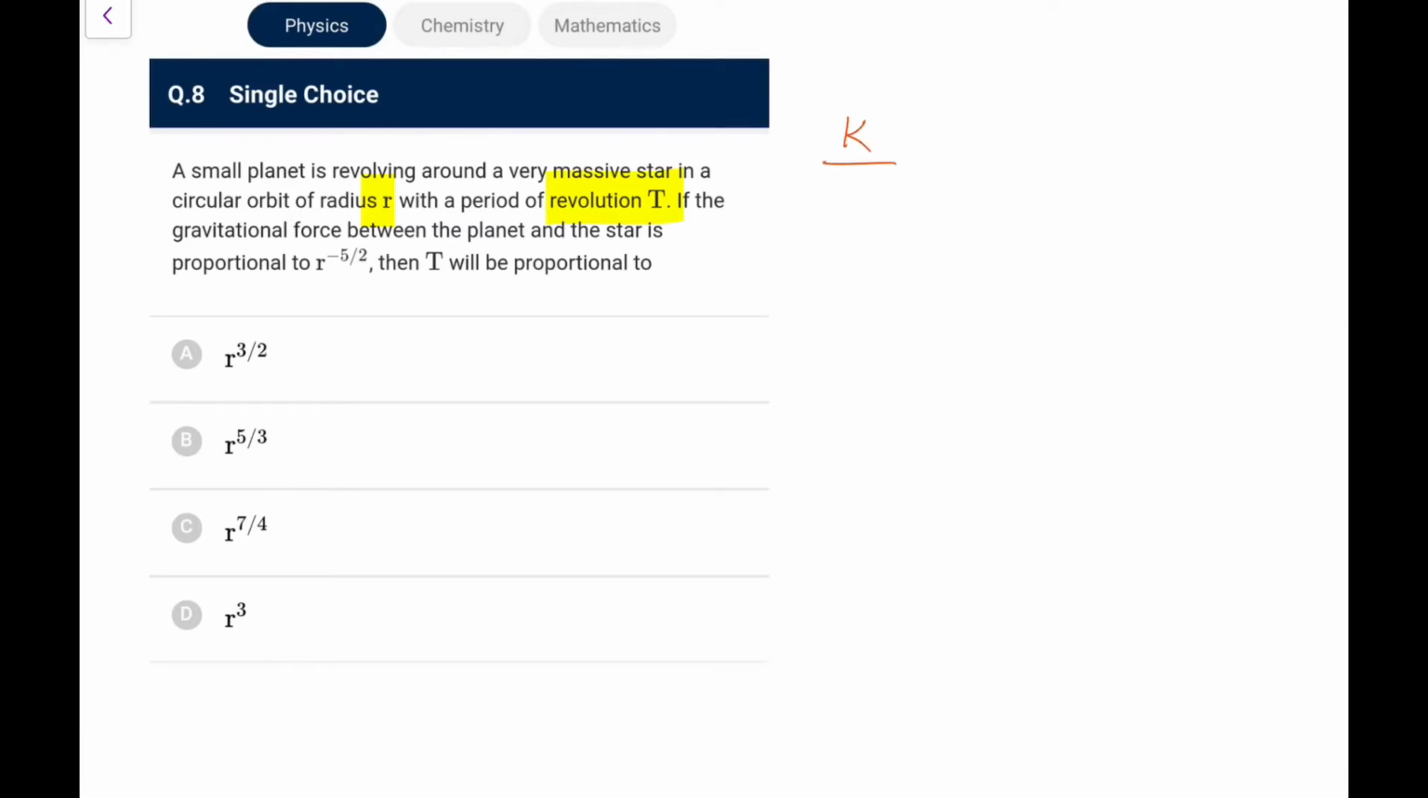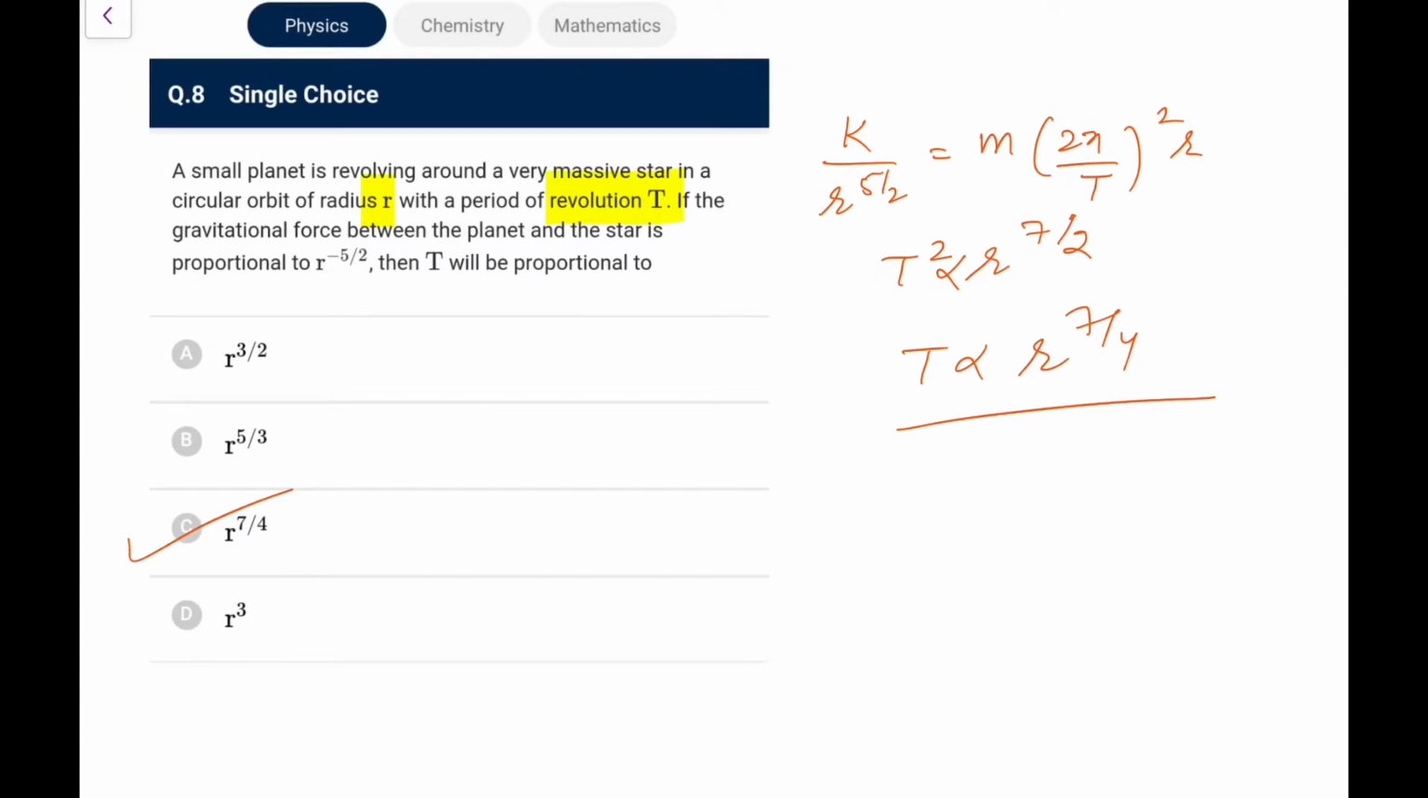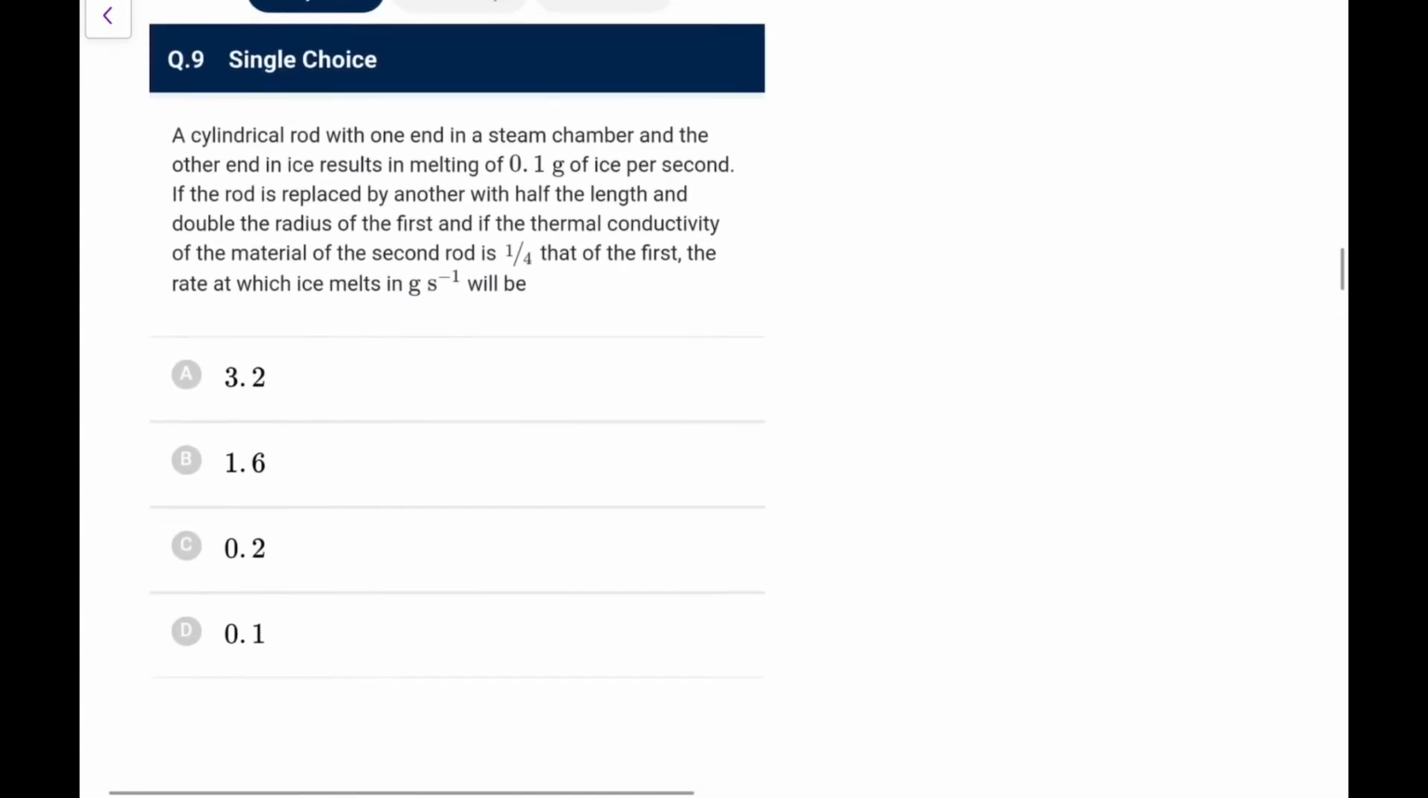So what I can say, the force, let's say it is k upon r to the power 5 by 2, that is equal to m omega square r. Omega is 2 pi by t whole square divided by r. So what we get, t square is proportional to r to the power 5 by 2 plus 1, that is 7 by 2. So t is proportional to r to the power 7 by 4. So I'll go for option C here. This is a common question being asked in this style.